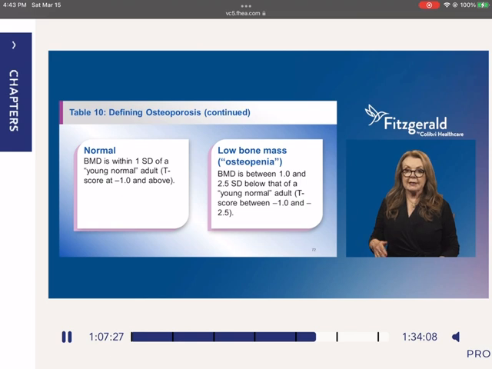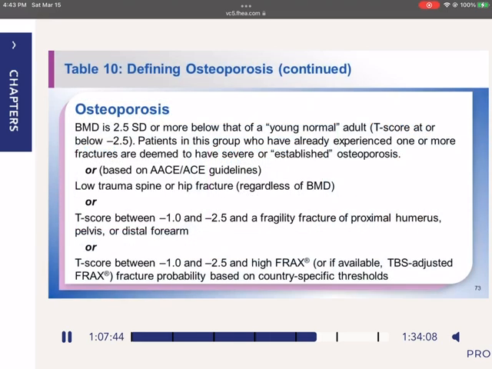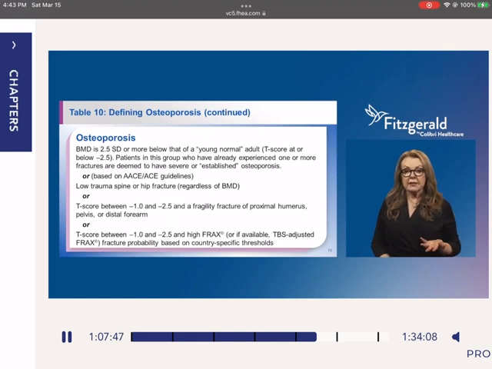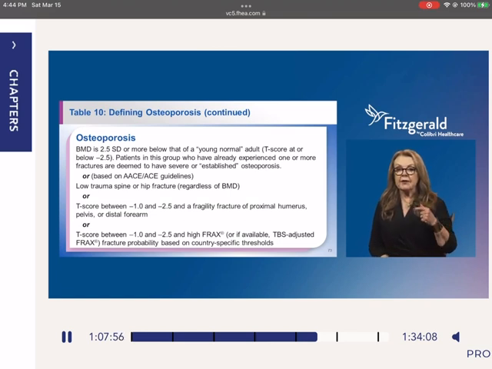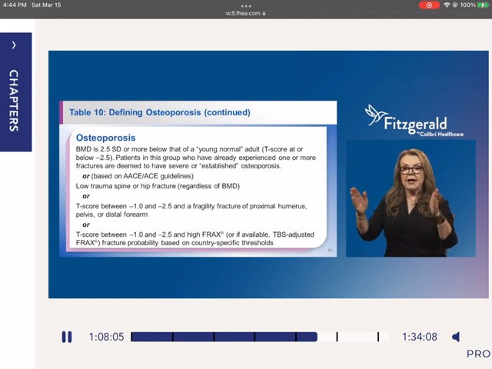Now, low bone mass or osteopenia is when the BMD is between 1 and 2.5 standard deviations below that of a normal young adult, a T-score between -1 and -2.5. With osteoporosis, what is that? That's a BMD of 2.5 standard deviations or more below that of the young adult norm, or a T-score at or below -2.5. Patients in this group who have already experienced one or more fractures are deemed to have severe or established osteoporosis. That is the information you need to get you through the boards.